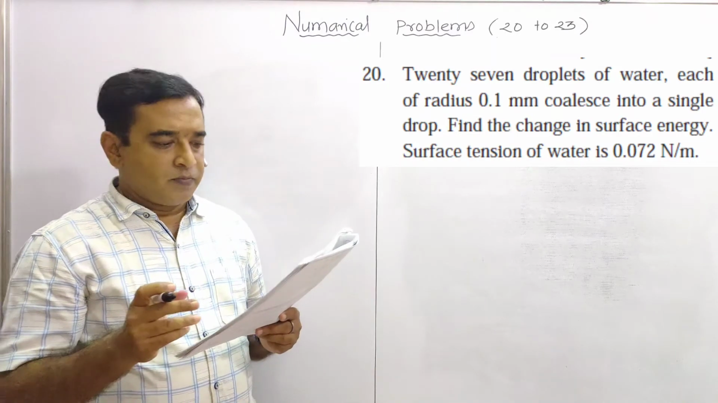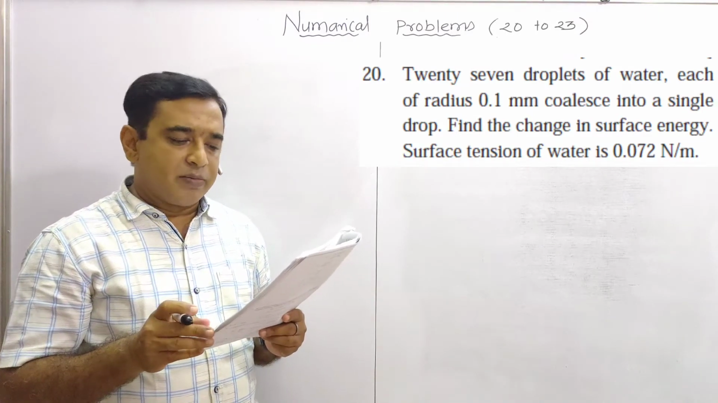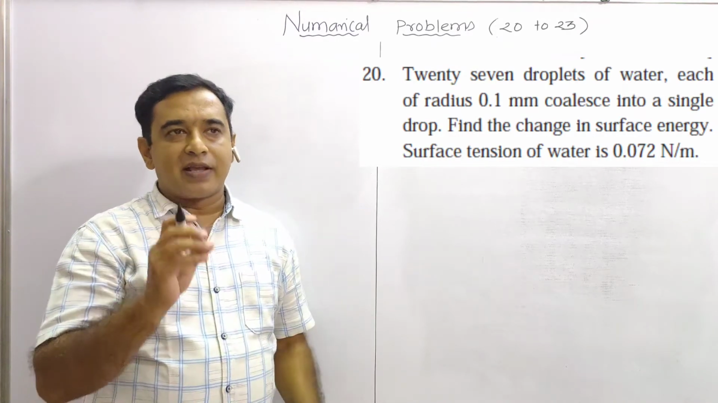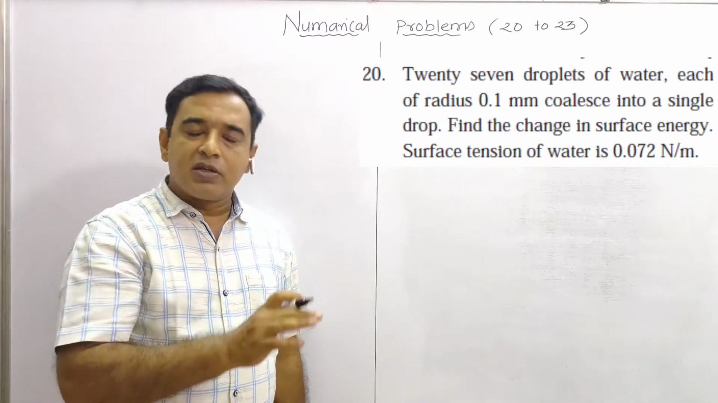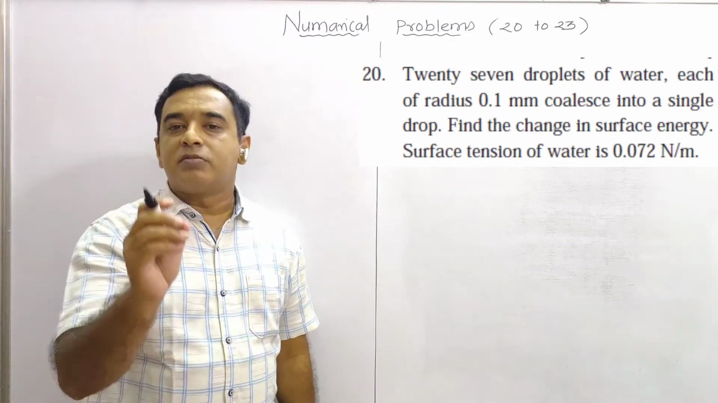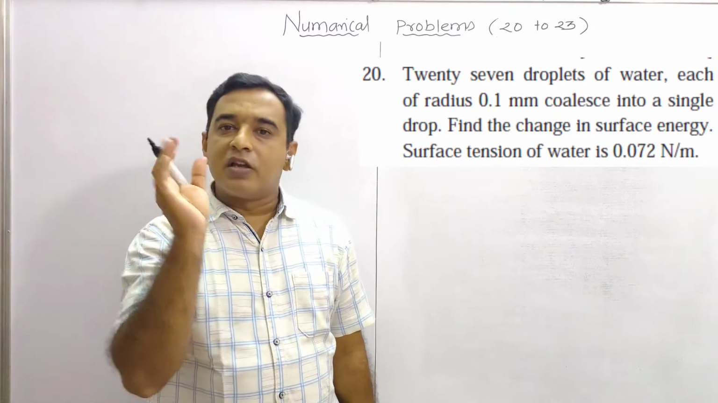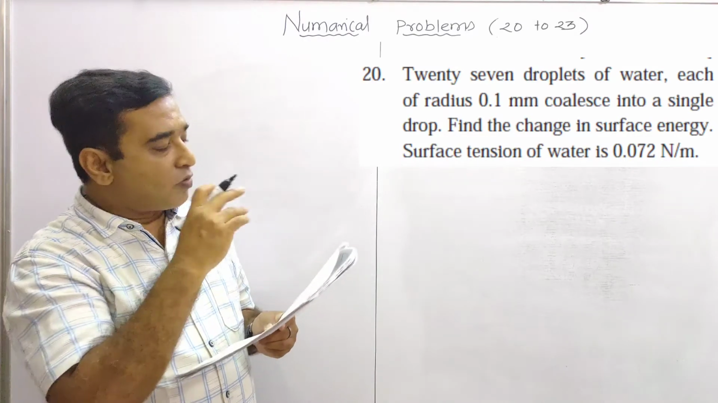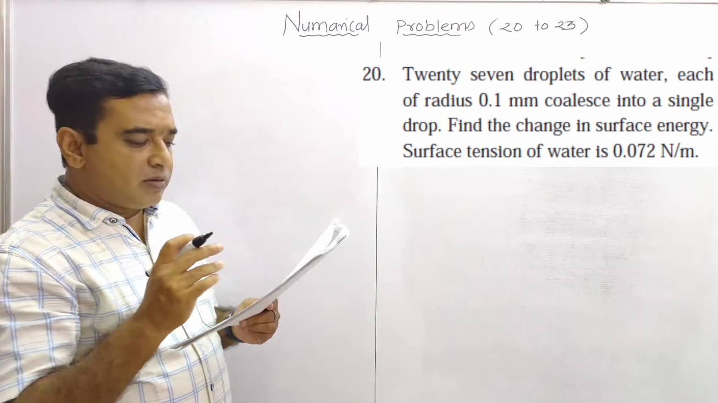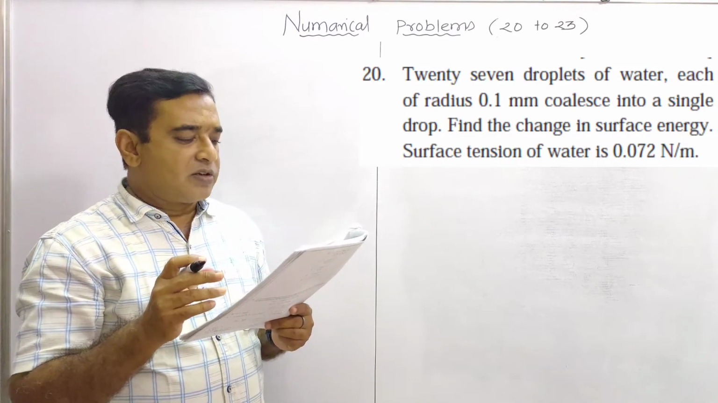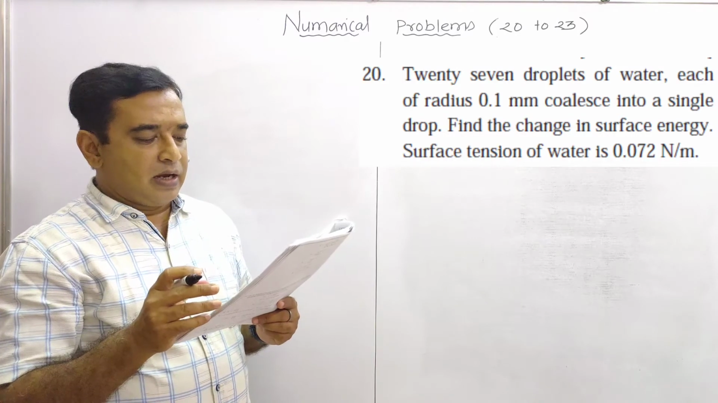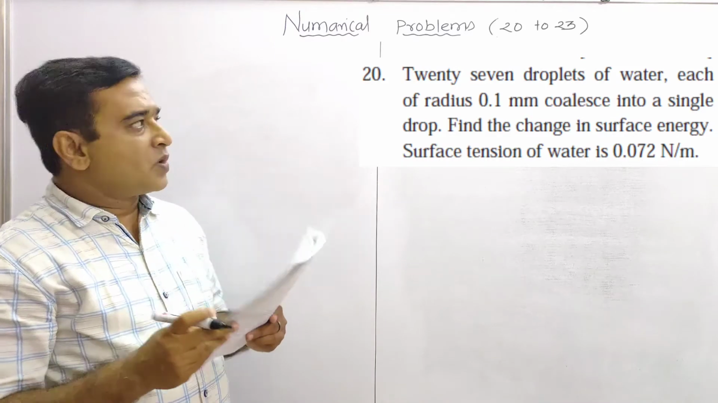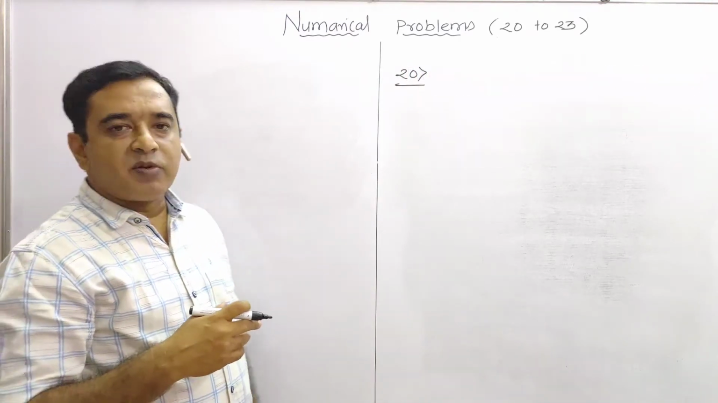27 droplets, each of radius 0.1 millimeter, coalesce into a single drop. The word coalesce means that droplets combine into a single drop. All the droplets are spherical in nature. Find the change in the surface energy, and the surface tension of water is 0.072 Newton per meter. So here it is, problem number 20 is before you.